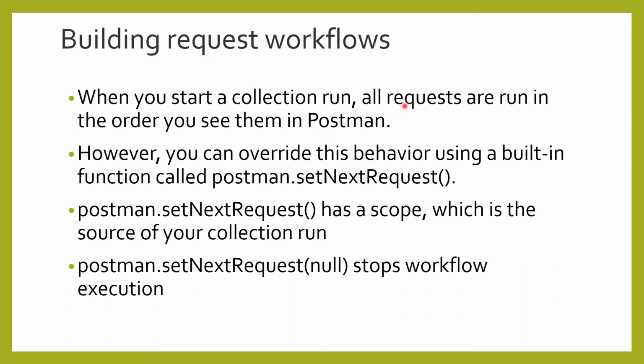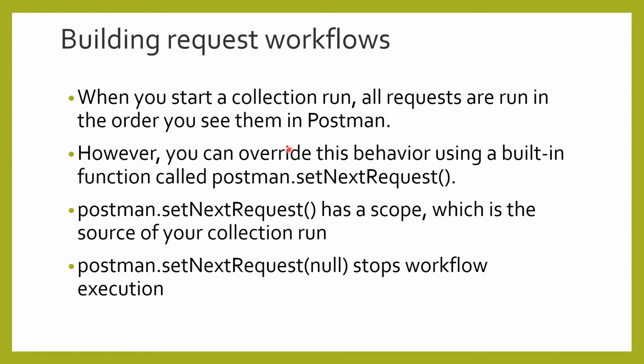When we start a collection run, till now we have seen that all the requests are run in the order in which we see them in Postman, or which we set before we click on the run collection button. When the collection is running, we haven't explored a way in which we can dynamically alter the sequence of our requests, or decide the next set of requests depending on some pre or post conditions. That is exactly what we are looking at in this particular section.